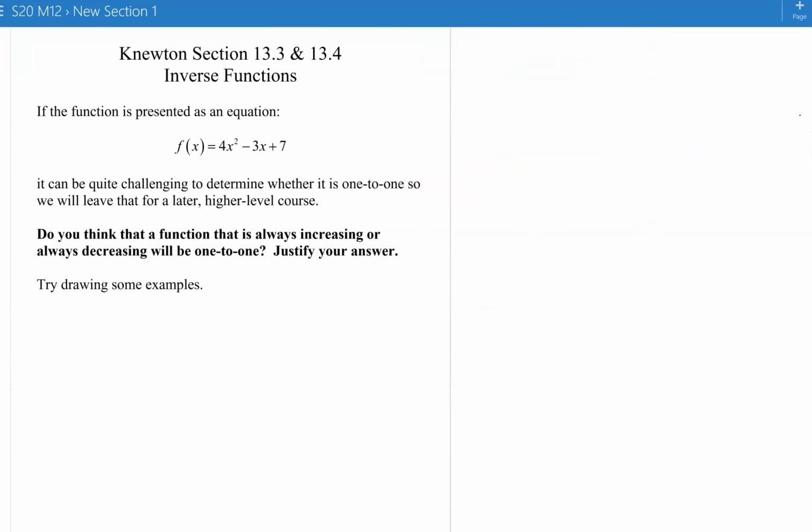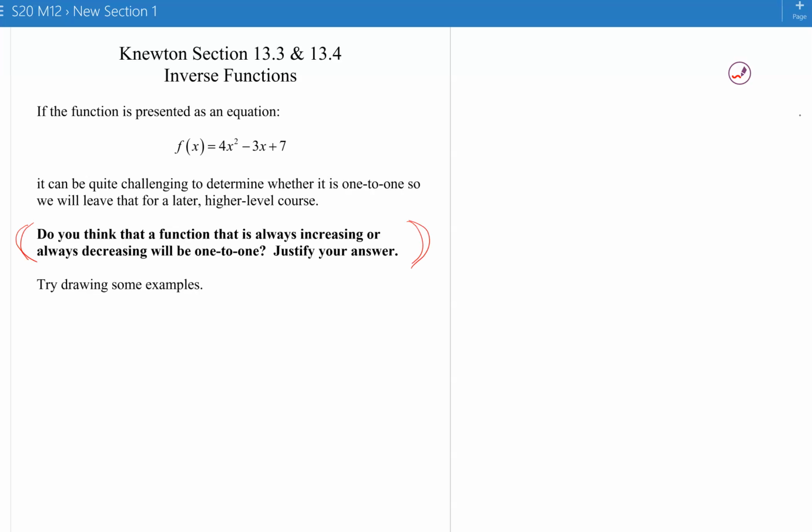Okay, if the function is presented as an equation, it can be pretty challenging to determine whether it's one-to-one. So you'll learn that later in a higher level course. It involves really a proof that you have to do, and so I didn't want to get sidetracked into proofs. But I do want you to think about this.